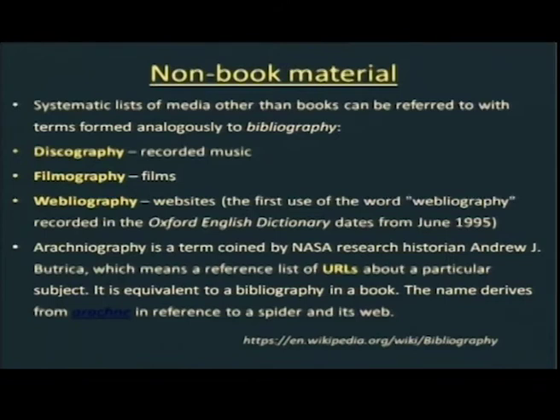The first use of the word bibliography recorded in the Oxford English Dictionary dates to June 1995, and there is something also called arachneography, a term coined by NASA research historian Andrew Butrica, which means a reference list of URLs, only URLs, about a particular subject. It is equivalent to a bibliography in a book. The name is derived from Arachne, in reference to a spider and its web. So, this is how the different kinds of bibliographies are available when you write.